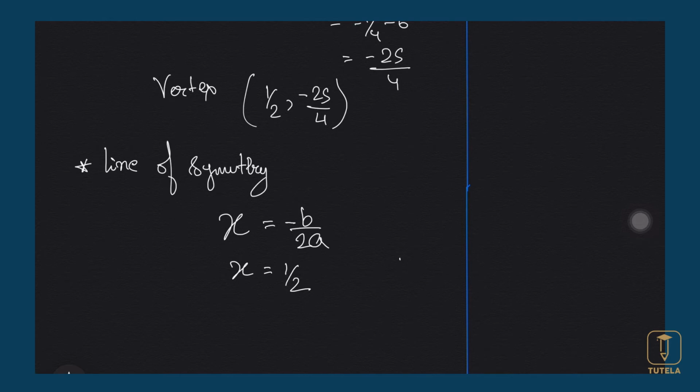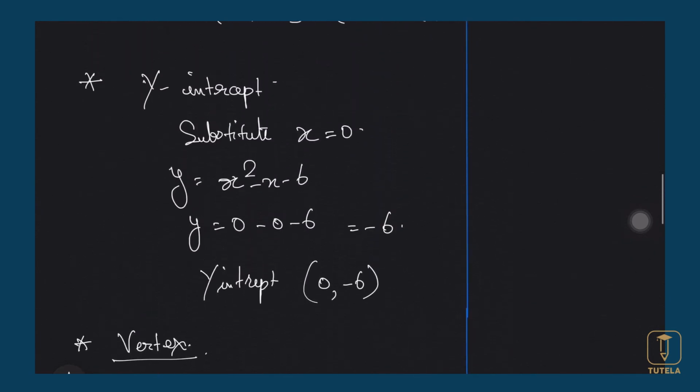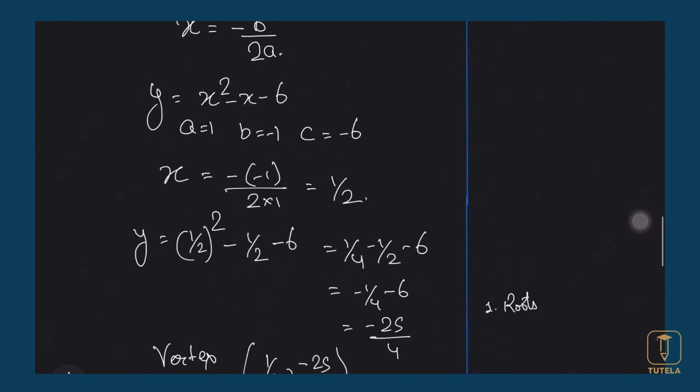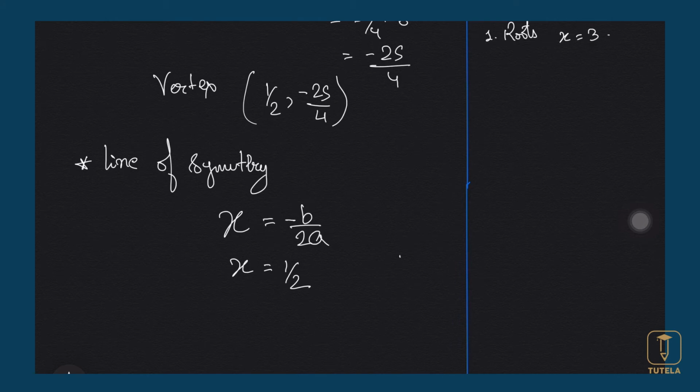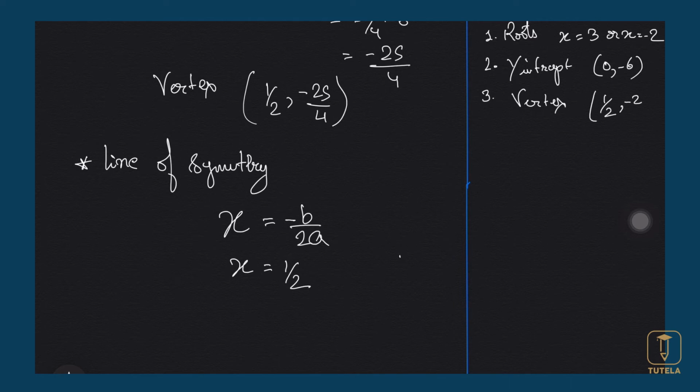Now, from the given information, I'll briefly recap whatever we have calculated. So far, first, we have the roots or the x-intercepts, which we got to be x is equal to 3 or x is equal to minus 2. The second piece of information we got was the y-intercept, which is 0 comma minus 6. The third set of information we got was the vertex, which was 1 by 2 comma minus 25 by 4. And the fourth was the line of symmetry, which was x is equal to 1 by 2. I'll be using this information to plot a graph.